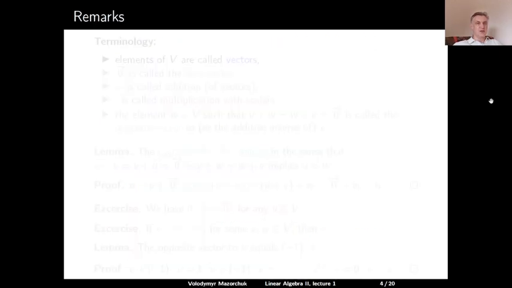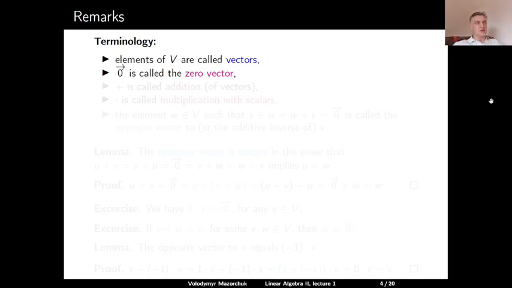Here are some remarks. The standard terminology says that the elements of V are usually called vectors. So V is a vector space, an element in a vector space is a vector. So the zero vector is called the zero vector. Plus is the addition of vectors. So this is an operation of addition of vectors. And the dot is usually called multiplication with scalars. We can take a vector and multiply it with a scalar, with a real number.